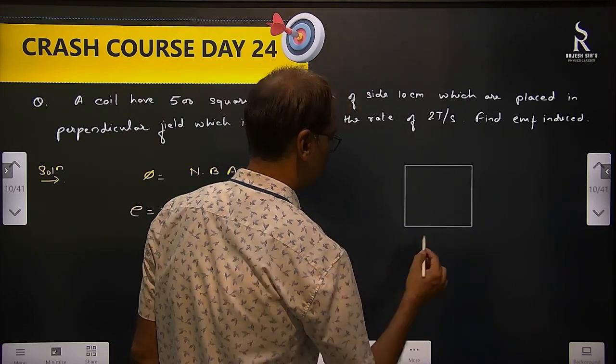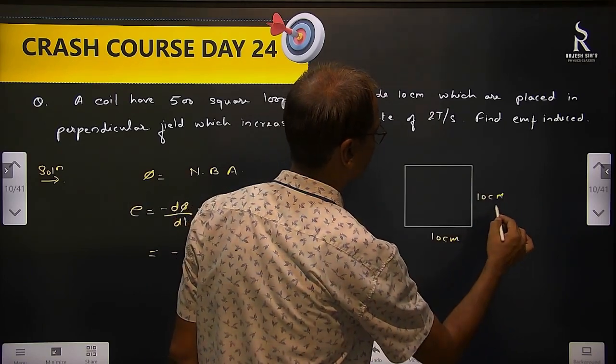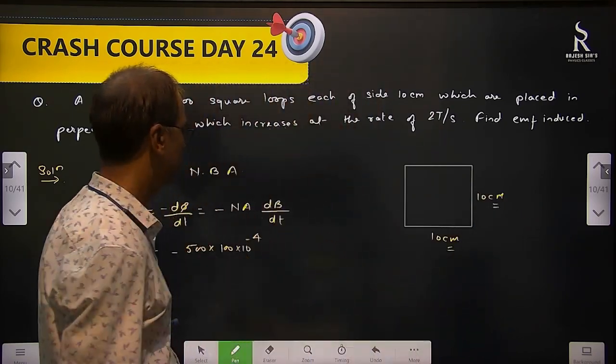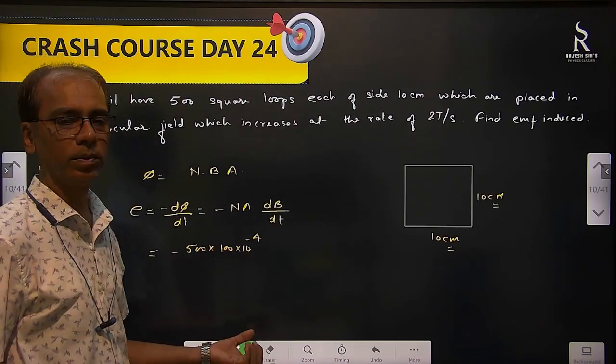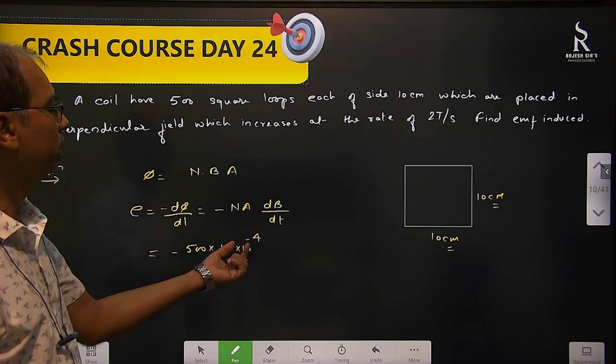Okay. So this is 10 and this is also 10. So area is what? 100 centimeters square. So we have written it 100 centimeters square. We converted into meter. Okay. So this becomes 100 into 10 to the power minus 4 meters square.